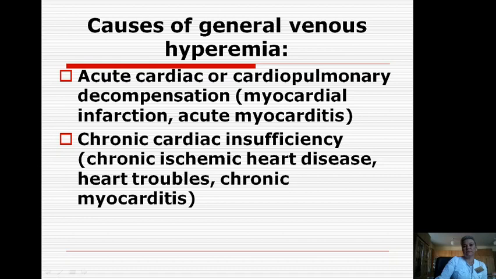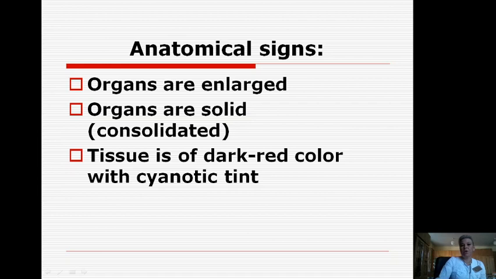There are many causes, but one main cause, disturbance of normal work of the heart. The acute general venous hyperemia: acute heart or cardiopulmonary decompensation, acute myocardial infarction, acute myocarditis, pneumothorax. The chronic general venous hyperemia causes chronic cardiac insufficiency due to chronic ischemic heart diseases, heart troubles, chronic myocarditis or pneumosclerosis. Anatomical changes: organs are enlarged, have solid consistency, and tissue has dark red color with cyanotic changes.